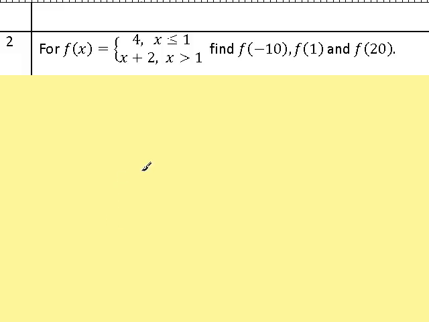And number 2, again, we have another piecewise defined function, and we're just evaluating at these three values. So f of minus 10. Well, negative 10 fits into this category. Negative 10 is less than or equal to 1. Now, this is the constant function. This piece of the piecewise defined function has a horizontal graph. It's the line y equals 4, which is a horizontal line. When we substitute in minus 10, we get 4.